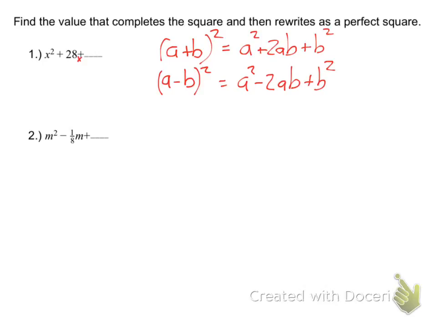Step number 1: find half of b. It's in standard form. You should always put it in standard form, really. Maybe that should be step 1. But once you have things in standard form, find 1/2 of b. What's b in our first problem? It's 28. So what's half of 28? It's 14.